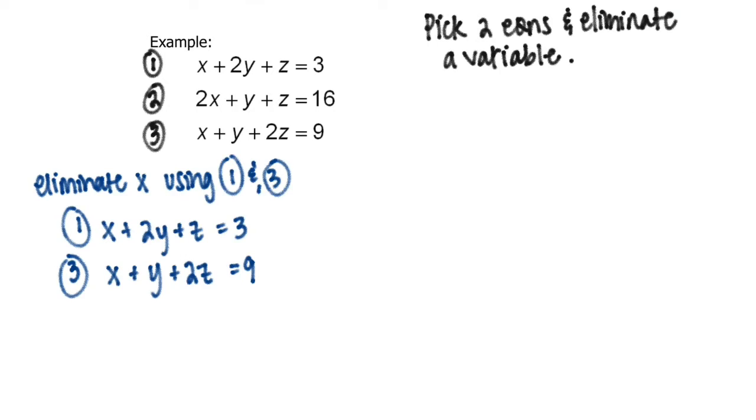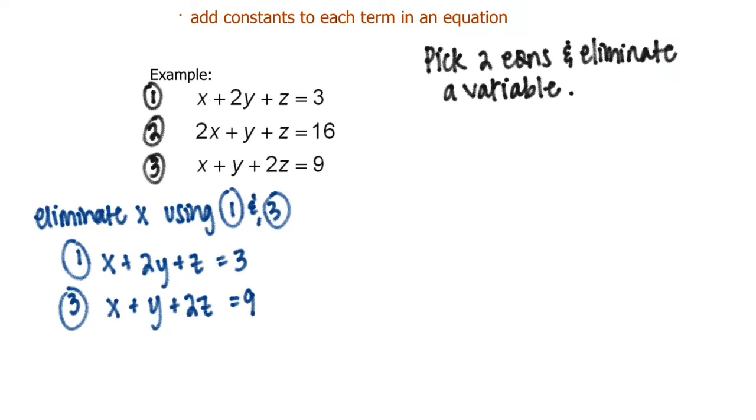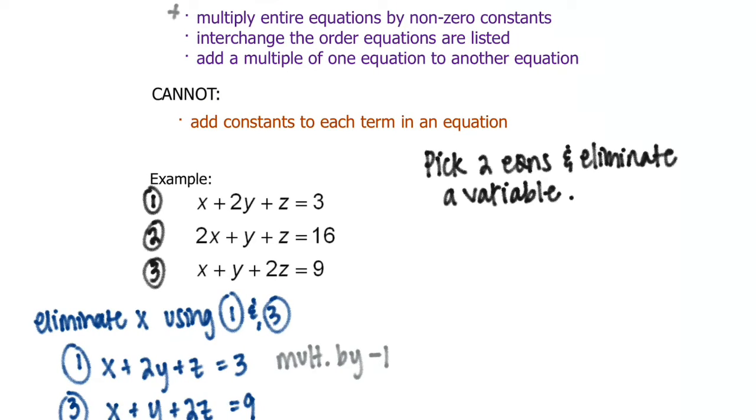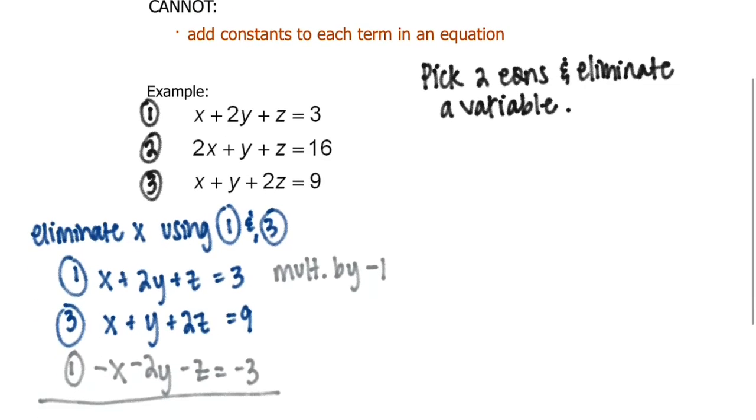Now I can add or I can subtract the equations from one another. I think everyone's used to adding, so I'll just keep it comfortable for everyone. I'm going to multiply equation number 1 by -1. That's going to give us negative x minus 2y minus z equals -3. Now what I've done there is, you can see I multiplied an entire equation by -1.